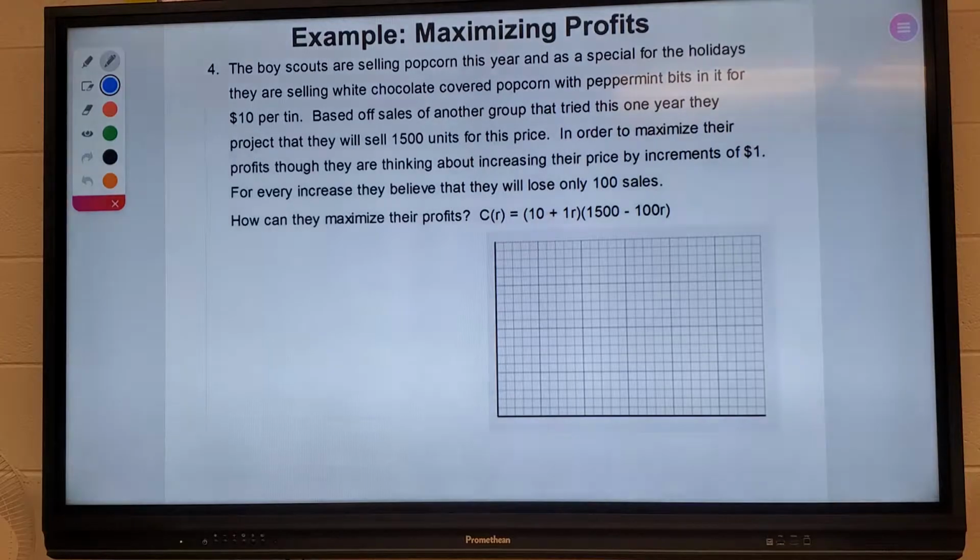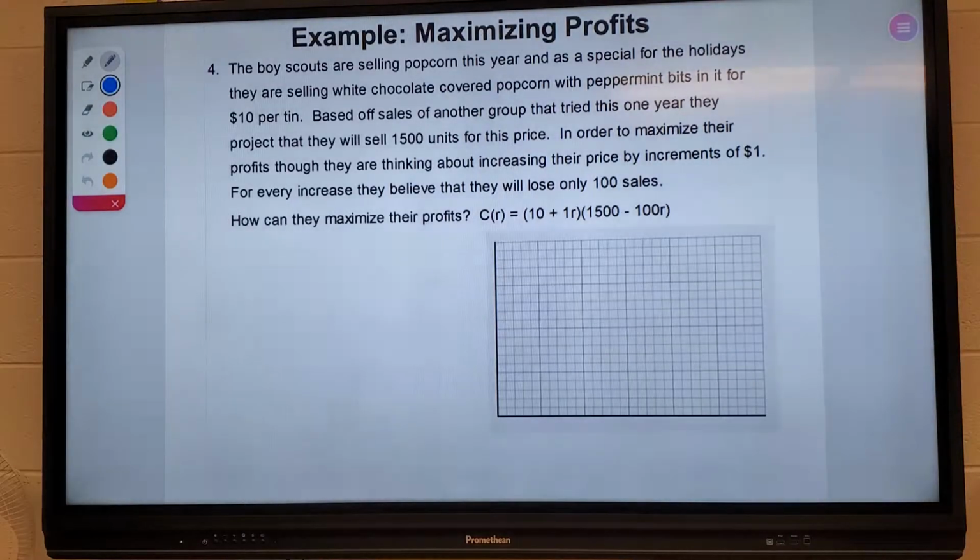Okay. For every $1 increase, though, they believe that they're going to lose out on 100 sales, which means for $11 per tin, I'm then going to lose 100 people and only sell 1,400. Or if I charge an additional $2, then that would be $12 per tin, and I would only have 1,300 sales. Okay, so we have to be careful with that and make sure we understand that.